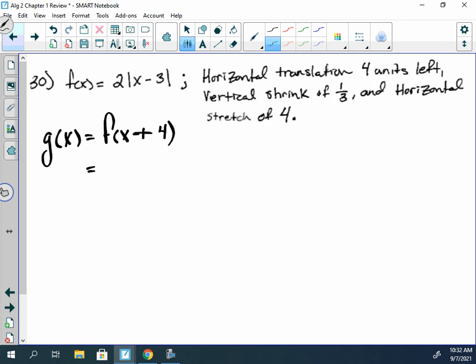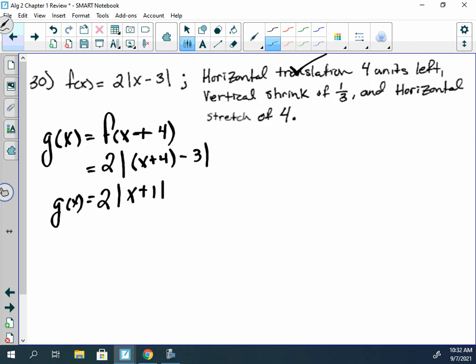So let's apply it first. We start off with f of x is equal to 2 times the absolute value of x minus 3. Well, I don't have f of x anymore, I have f of x plus 4, so I need to replace it. So we'd have 2 absolute value of x plus 4 minus 3. Well, there's nothing in front of those parentheses, so we can just drop them and do plus 4 minus 3, which is plus 1.